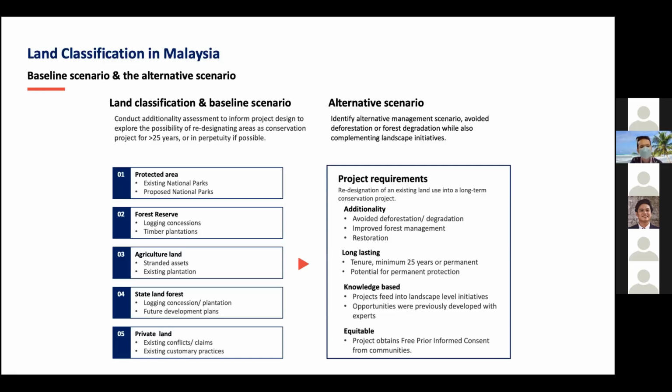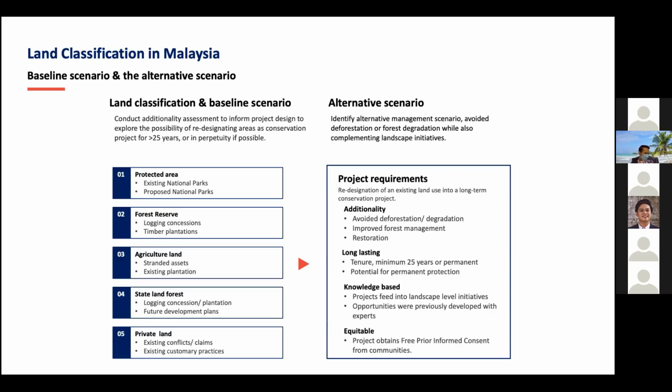Okay. Jadi, based on this existing land classification and the plan, can we reclassify these areas for protection? So, baseline scenario versus alternative scenario. In terms of additionality, atau tambahan, can it be avoided deforestation, avoided degradation, improved forest management or restoration? What are the opportunities if we look at existing and then reclassifying these main areas from production to protection to justify developing a carbon offset project?